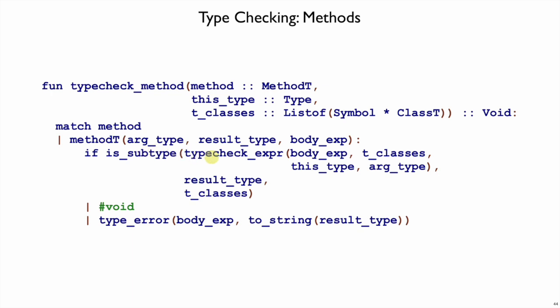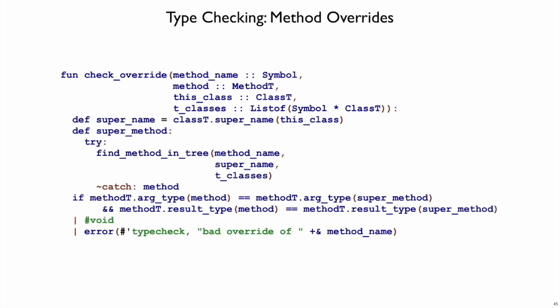If the body is a subtype of the declared type, then that's all good, and we return nothing in particular. We just return void. We just don't raise an error to say it's okay. But if it's not okay, then we do raise an error using type error. That leaves us with check override.